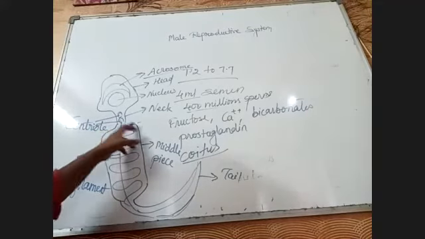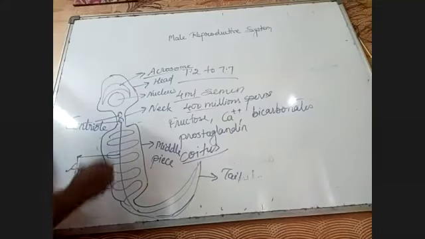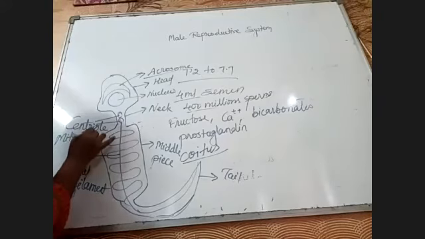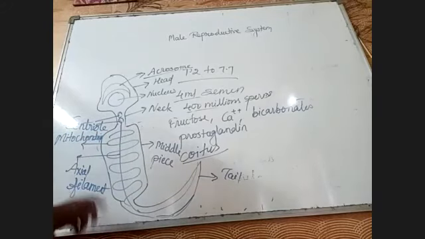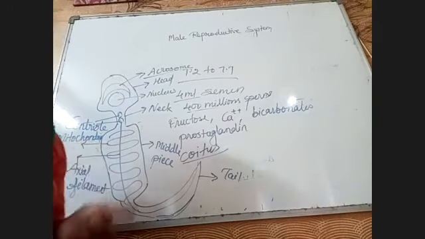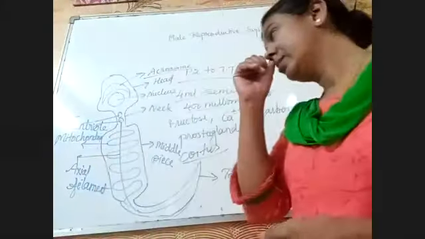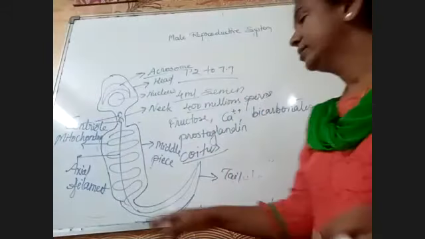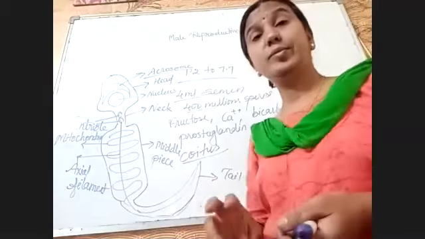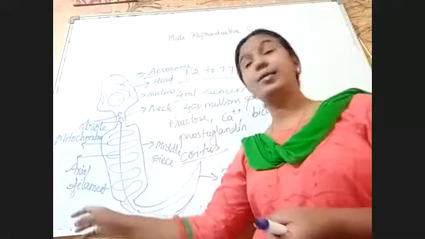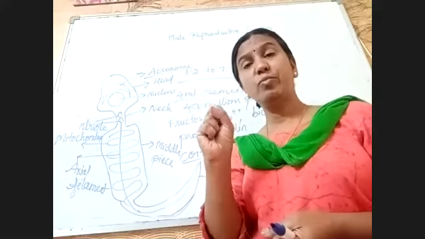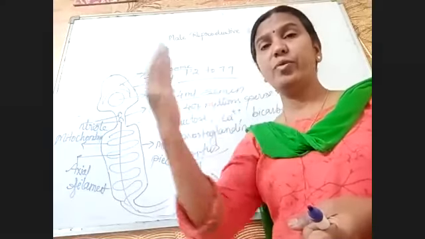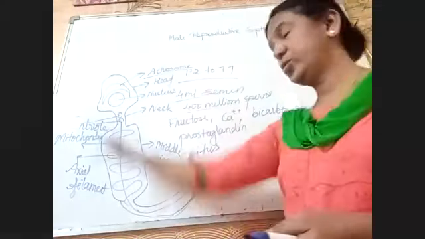Then in the middle piece, here are the mitochondria. These mitochondria are arranged spirally on the axial filament. This middle piece is the broadest part, and the mitochondria will provide energy so that the sperm can enter into the female. Then the last part is the tail. This tail also contains the axial filament, and a slashing movement takes place, due to which the sperms move forward. So this is about the structure of sperm.